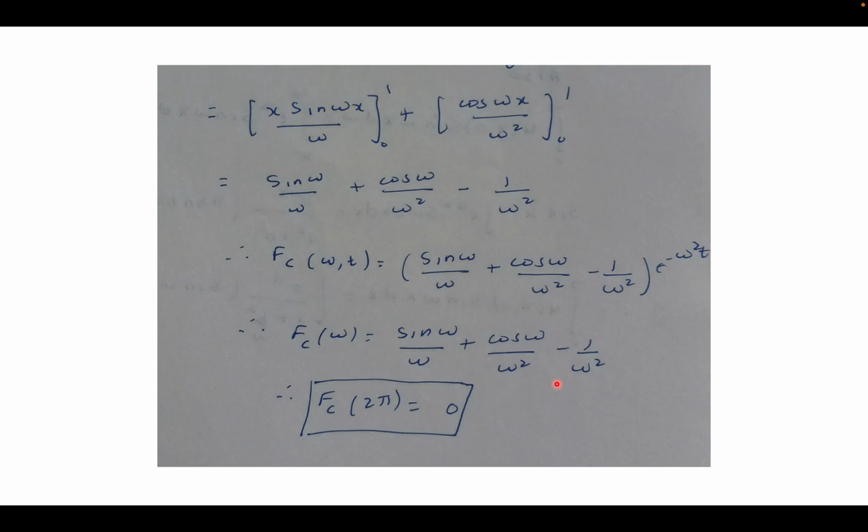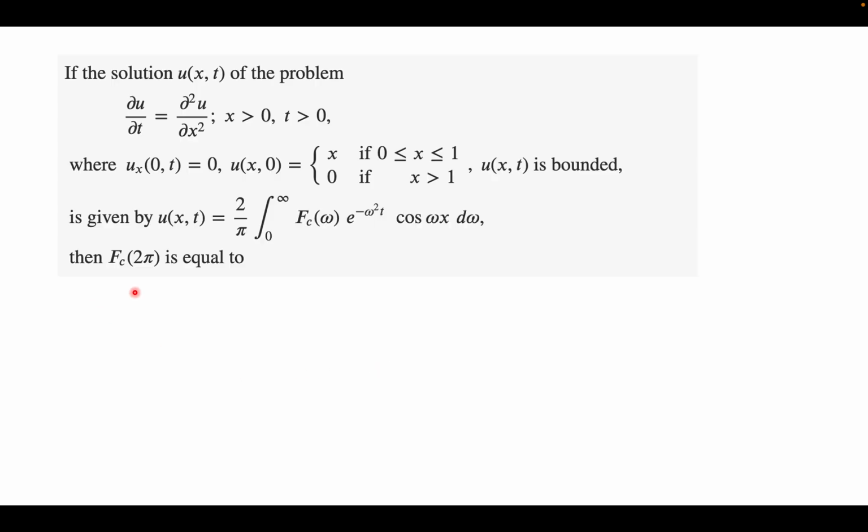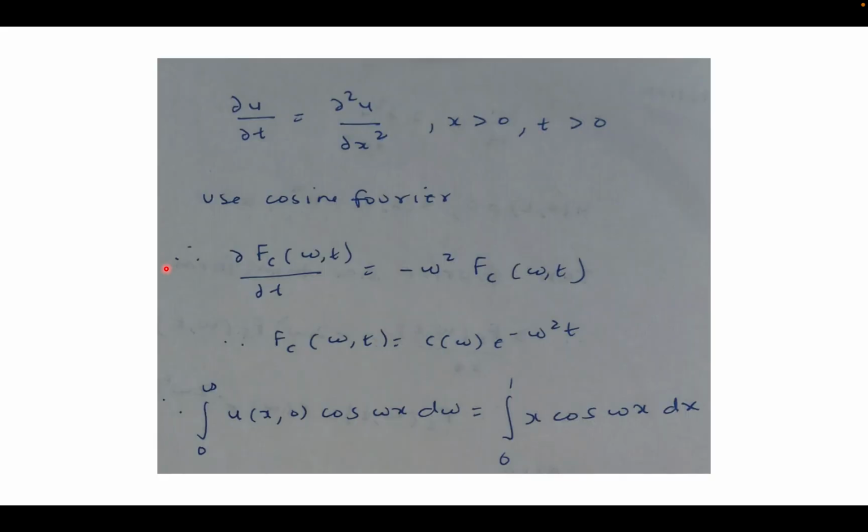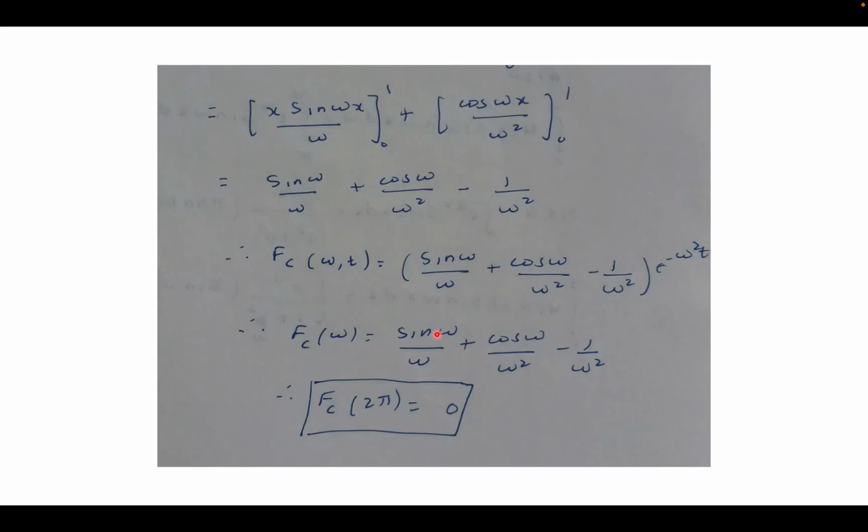The question is asking the value of fc at 2 pi. So if I put omega equal to 2 pi here, then sine 2 pi is 0, right? Sine of any multiple of pi is 0, even or odd. Then cos 2 pi will be 1, so you have 1 upon omega square, where omega is 2 pi. So you have 1 upon 4 pi square, and then you have minus 1 upon 4 pi square. If you take the whole value, then this will be 0.